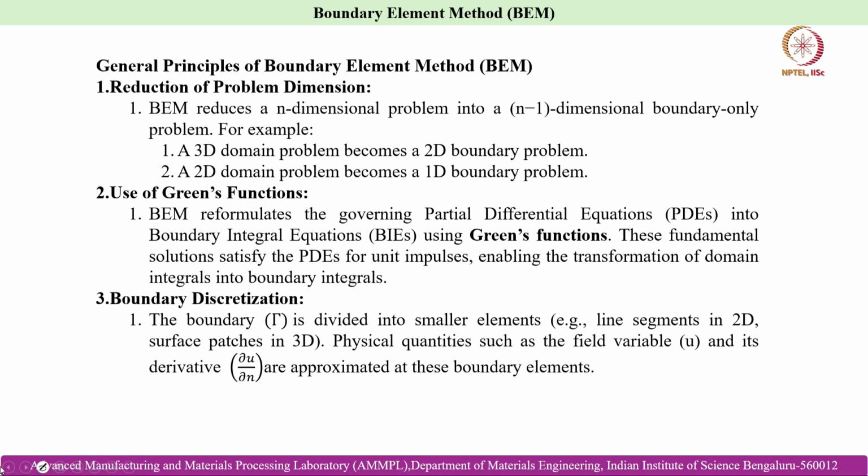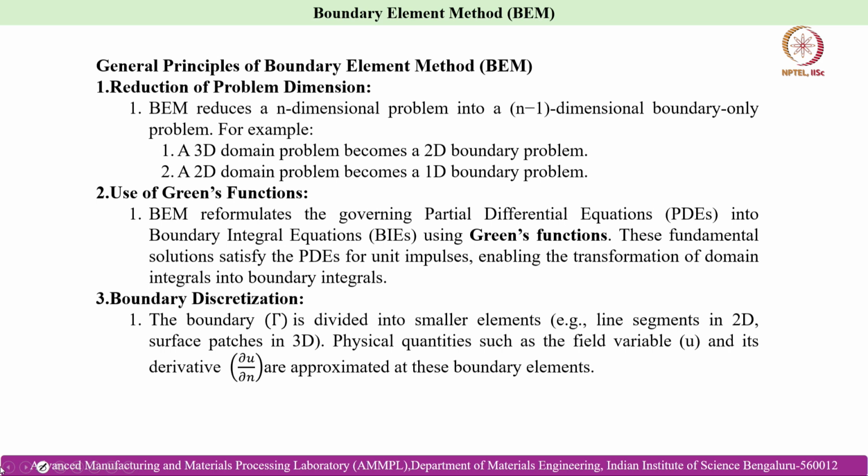How the boundary element method is different from the finite element method is that in the case of BEM we do not discretize the whole domain as we do in the finite element method. That is why it is computationally less expensive, and it is also suitable for problems which deal with very large infinite domains. There it becomes much easier to achieve a solution by employing the boundary element method. BEM basically reduces an n-dimensional problem into an n minus 1 dimensional boundary-only problem.